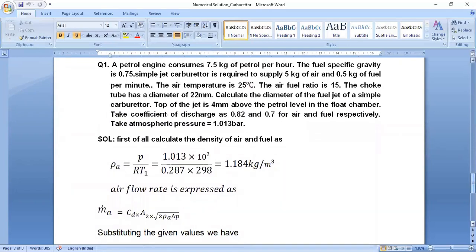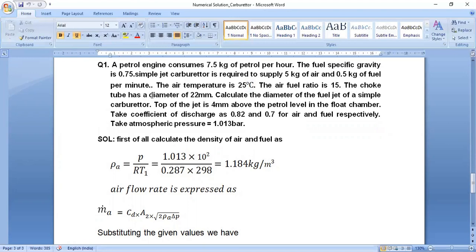Now let us discuss third numerical. A petrol engine consumes 7.5 kg of petrol per hour. The fuel specific gravity is 0.75. Simple jet carburetor is required to supply 5 kg of air and 0.5 kg of fuel per minute. The air temperature is 25 degrees centigrade. The air fuel ratio is 15.